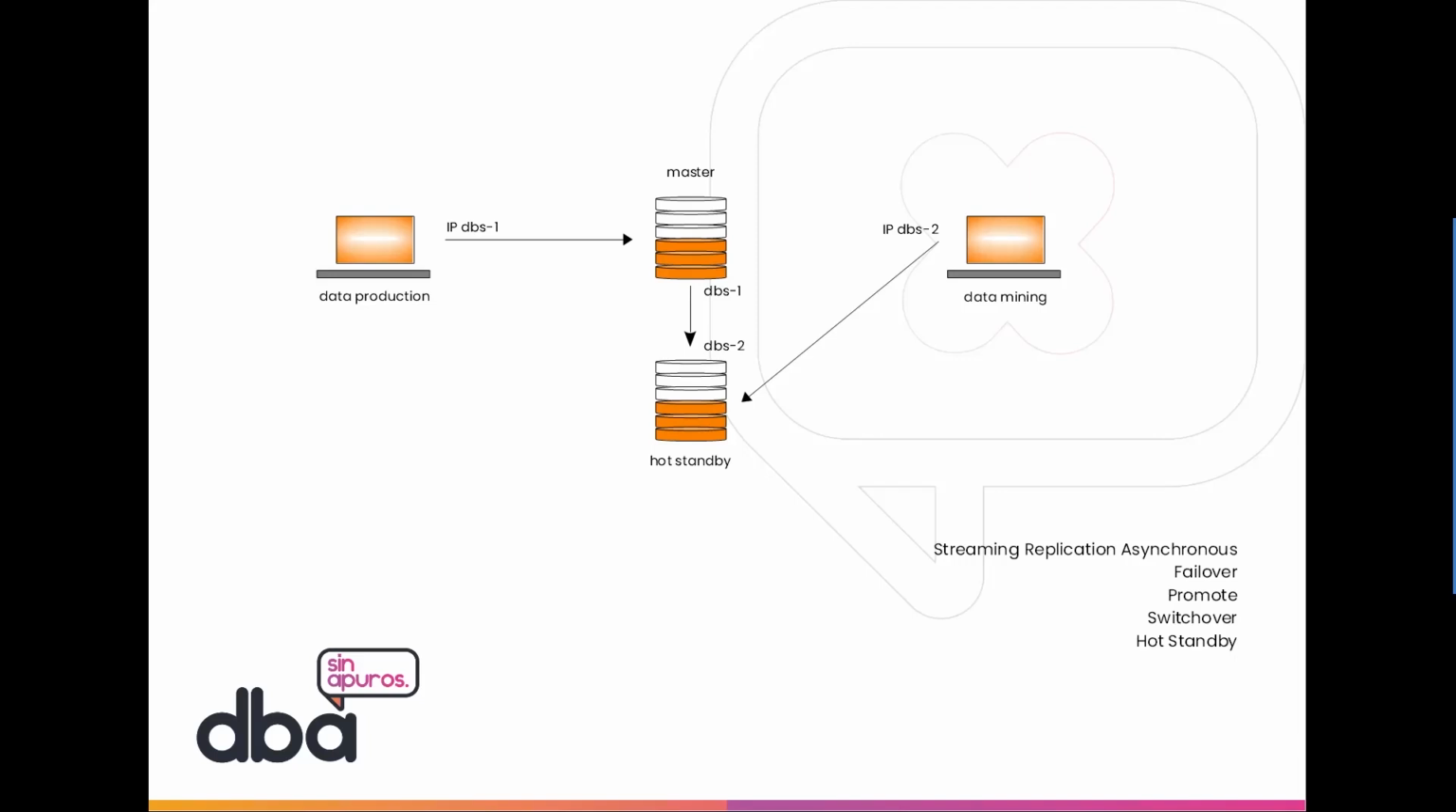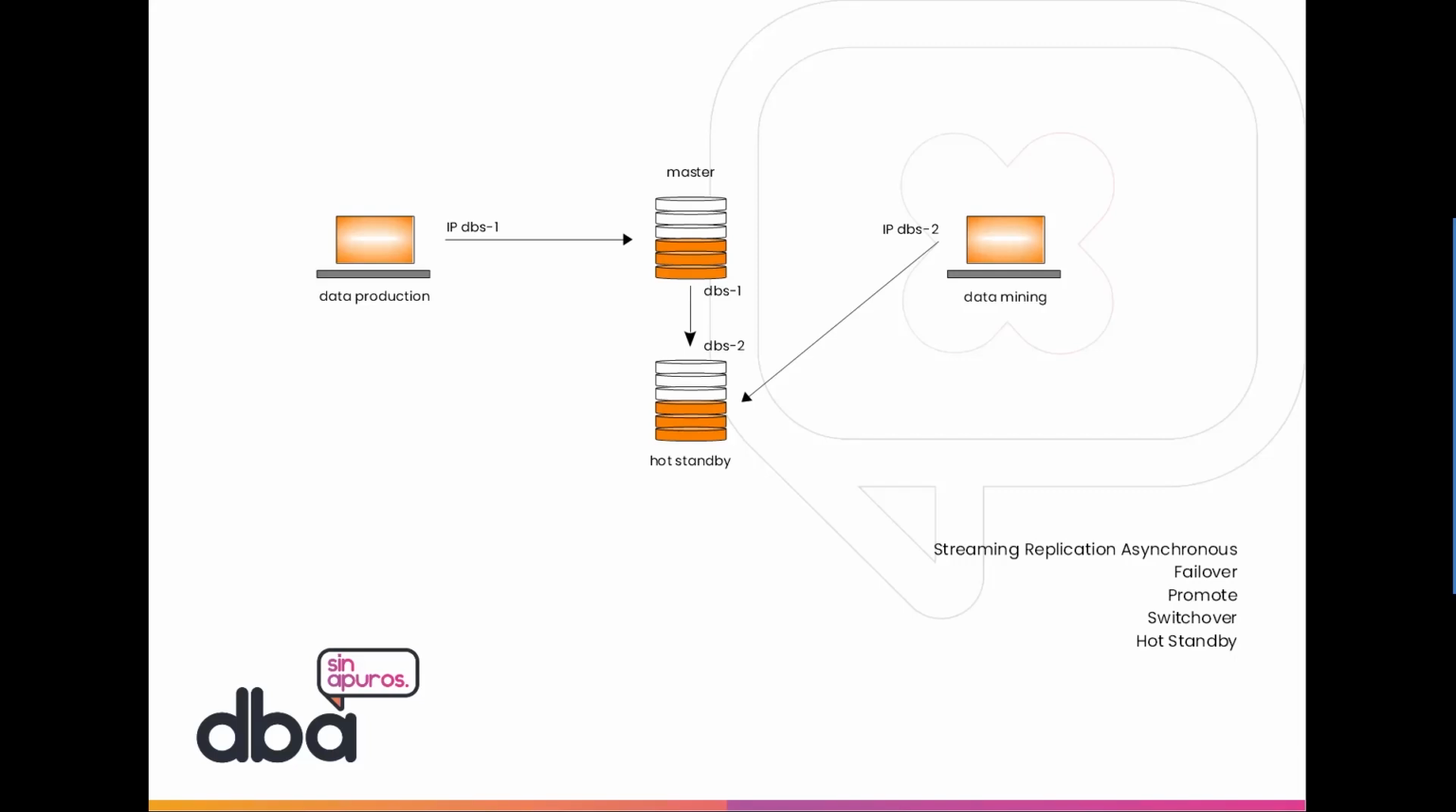Of course, according to this improved scheme, if either of the two servers goes down, the clients will have to change their connection. That is, if a failover occurs, hot standby will promote to master, and clients will have to change their connection to the new master. In the same way, if the standby server goes down, clients that perform data mining would have to change their connection to the master in order to continue operating. This forces clients to know at all times what role each server has.